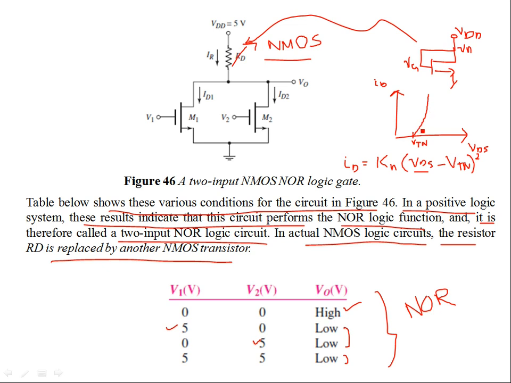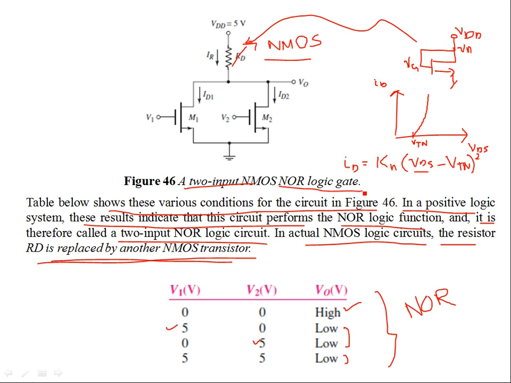You see, in this IV characteristic, the inverse of the gradient is your resistance. So you can have an NMOS device in place of an RD over here. So everything is based on NMOS. In actual logic circuits, the resistor RD is replaced by another NMOS transistor. So everything is NMOS MOSFET based. This is a classic example of a two-input NMOS NOR logic gate.